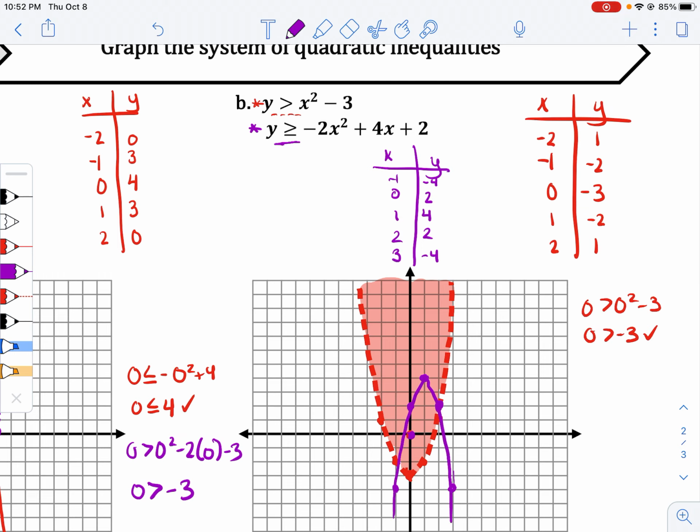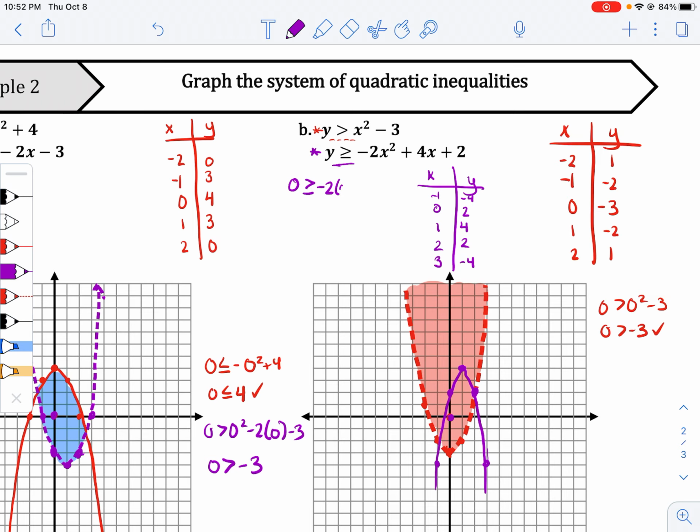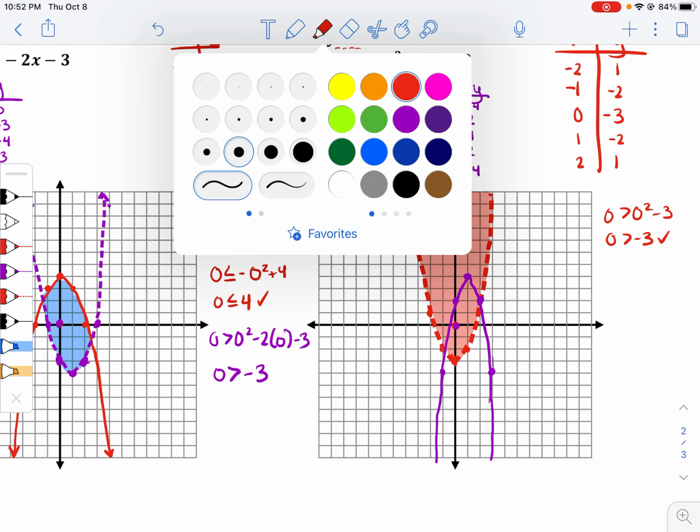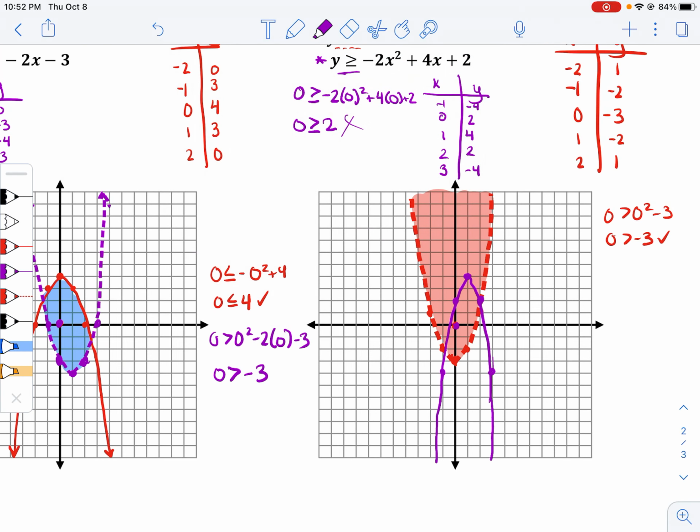I can test 0, 0 again. So if I plug in 0 here, 0 is greater than or equal to -2 times 0 squared plus 4 times 0 plus 2. So this is 0 greater than or equal to, that'd be 0, and I just have 2. 0 is not greater than 2. So since that's not correct, really you should extend these lines all the way to the edge. Since it's not correct, I'm going to shade outside of that parabola. Outside of where the 0, 0 is.